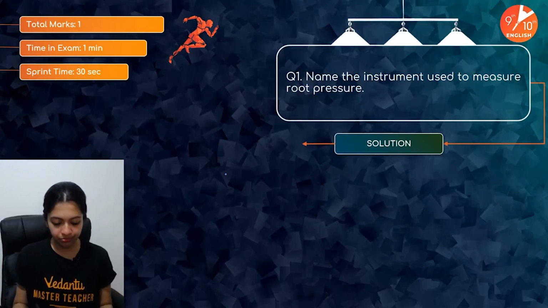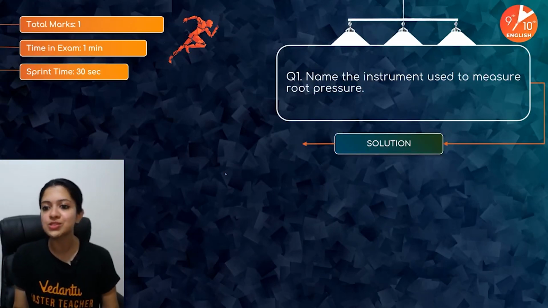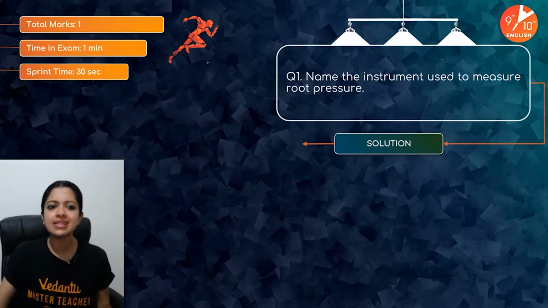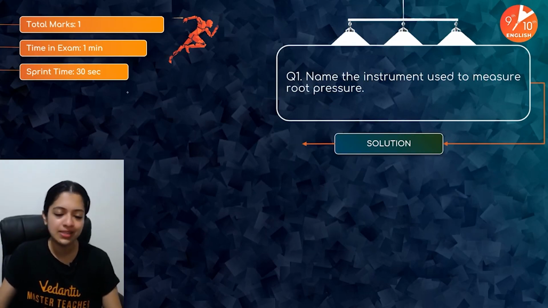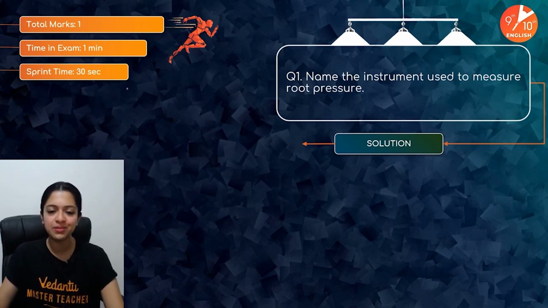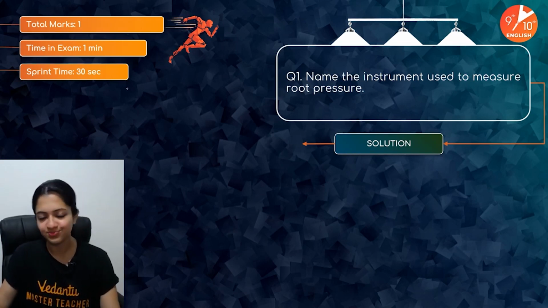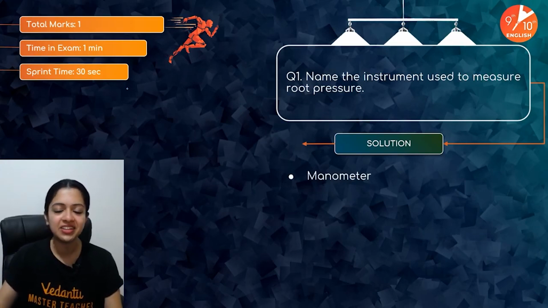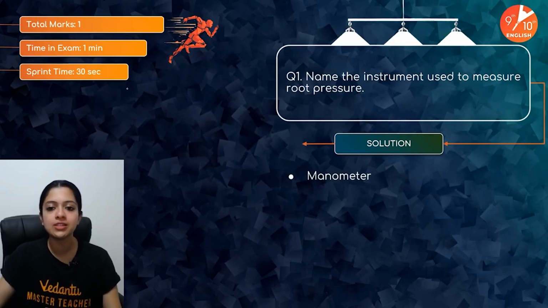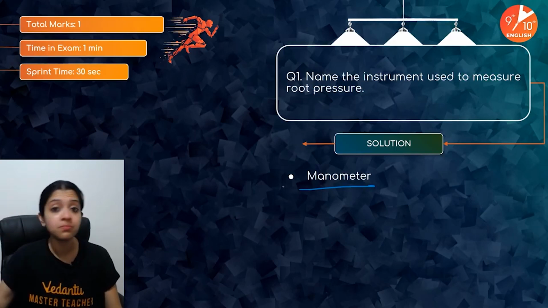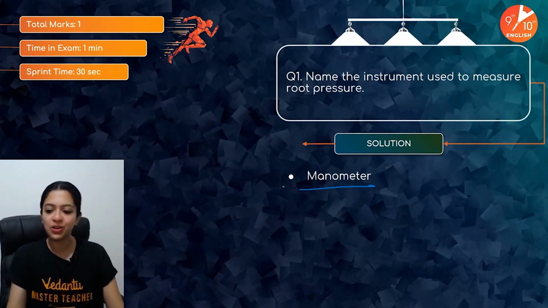Question number 1. Name the instrument used to measure root pressure. So it can come as a 1-mark question. Sprint time, well, I would say not even 30 seconds. Ideally, you should be able to answer this within 15 seconds. The answer is manometer. The instrument used to measure root pressure is called manometer. 1 full mark if you just know this simple concept.